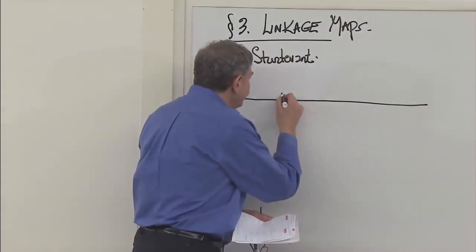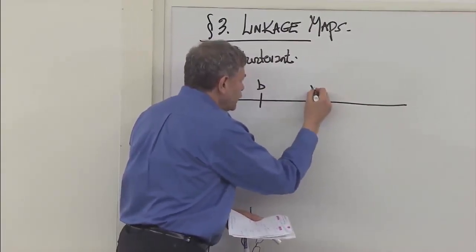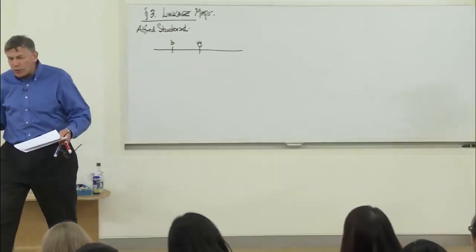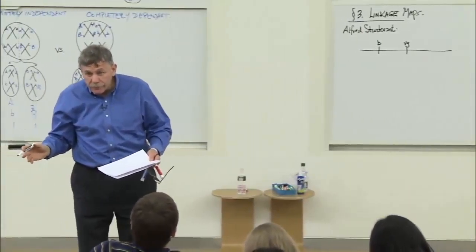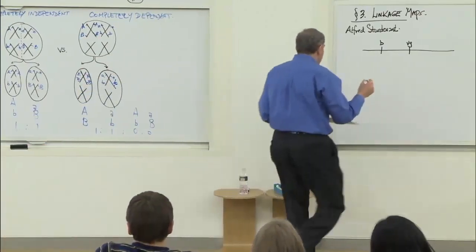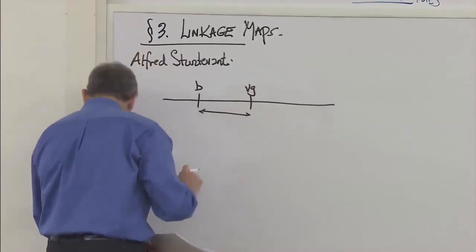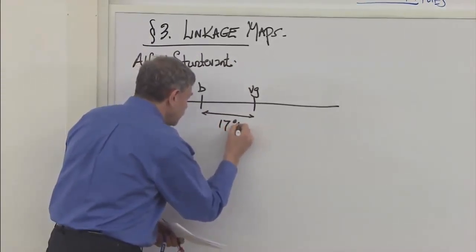black and vestigial, right up there in the cross they did. How far apart were they? What was the recombination frequency? 17%. So let's put them down on the map. Well, we'll just put it there, 17%.